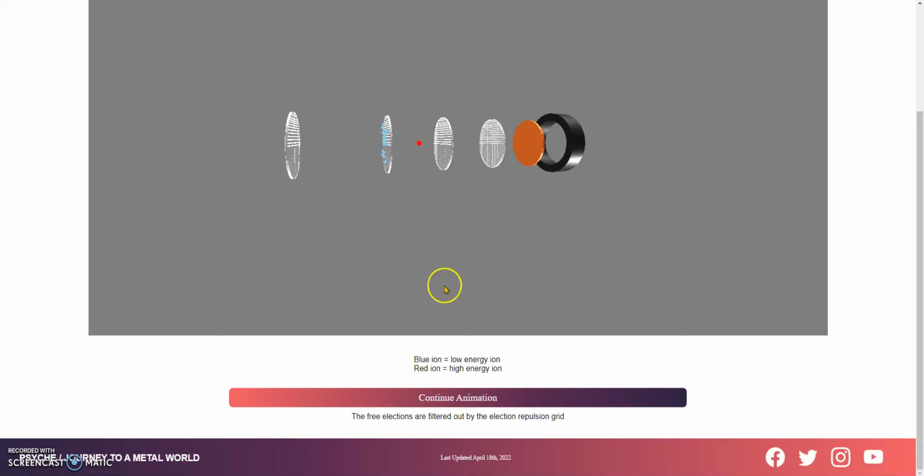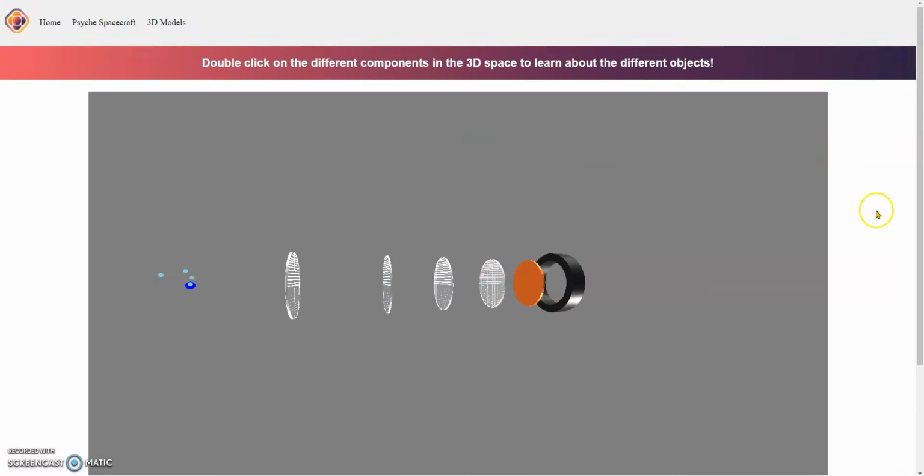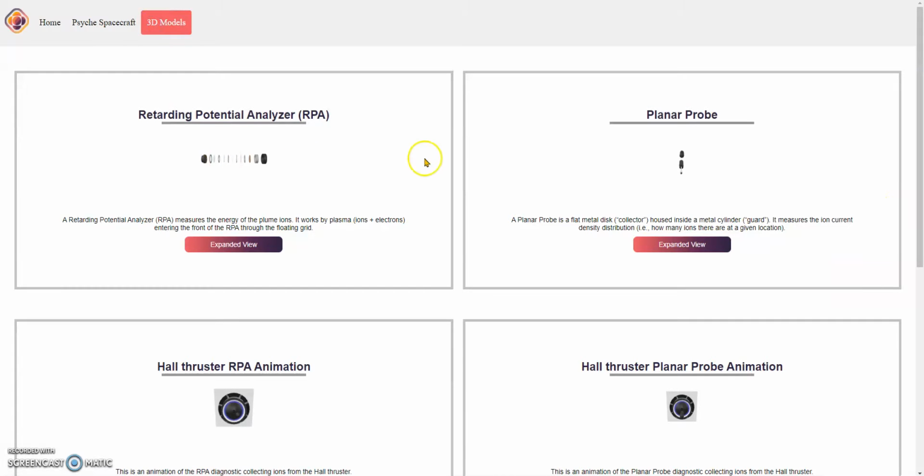Again, free electrons are filtered out by the electron repulsion grid. The high energy ion this time, however, passes through and will collide with the collector. High energy ion collides with the collector, causing the free electrons to be lost. The electron suppression grid will knock the lost electrons back to the collector. And we restart. Going back to our 3D models page, this is the exact same process for the planar probe going down.